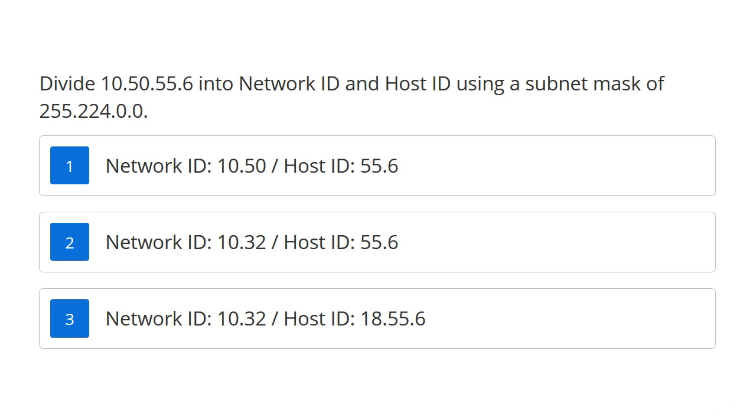Divide 10.50.55.6 into network ID and host ID using a subnet mask of 255.224.0.0.